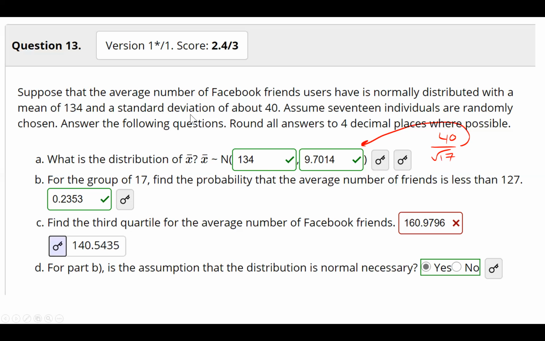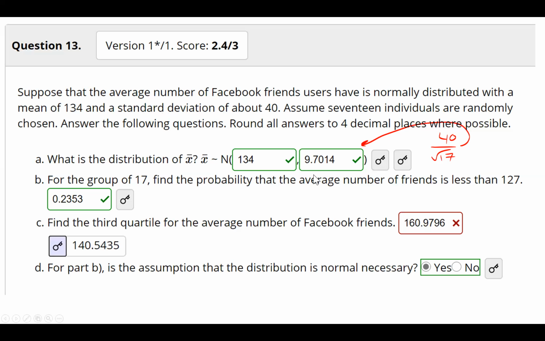The standard deviation is different. It's different because we are looking at this group of 17 individuals, so there's a little bit of error that's going to happen. We understand that if you have a sample size, there's going to be a little bit of error inside there. So with the standard deviation of 40, we take that 40 for the population and divide it by the square root of the sample size. So 40 divided by the square root of 17 gets you the 9.7014 that we want.